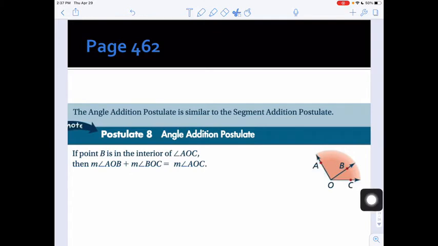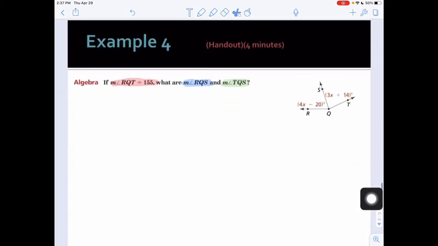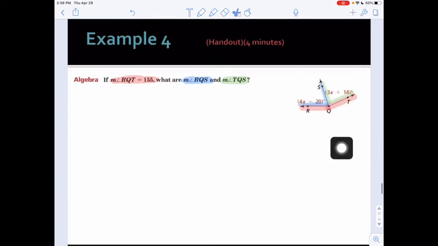Example 4 says if the measure of angle RQT, so here we have RQT, is 155, what are the measures of angle RQS and angle TQS? I have highlighted angle RQT in red, RQS in blue, and TQS in green. Notice that inside TQS we have a degree measure of 3x plus 14, and inside RQS we have a degree measure of 4x minus 20.